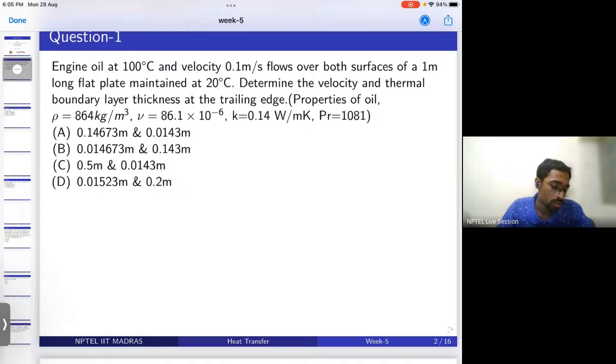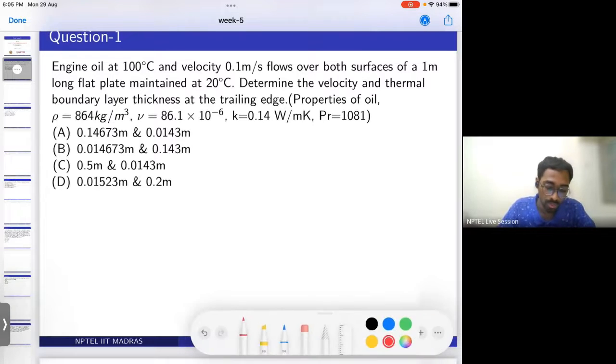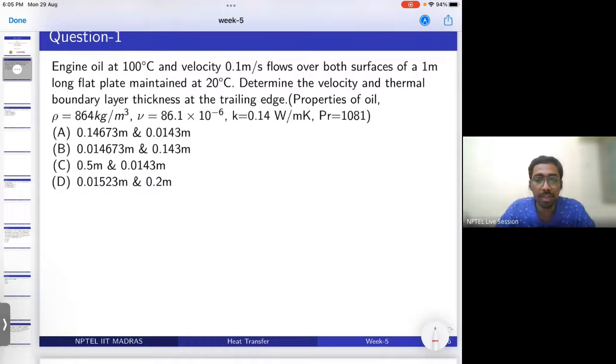An engine oil at 100 degrees Celsius at a velocity of 0.1 meter per second flows over both surfaces of a 1 meter long flat plate maintained at 20 degrees Celsius. Determine the velocity and the thermal boundary layer thickness at the trailing edge. I will give you some time. It's just a direct substitution of formula. I'll give you 2 to 3 minutes to try this out, and after that I will solve the question for you.